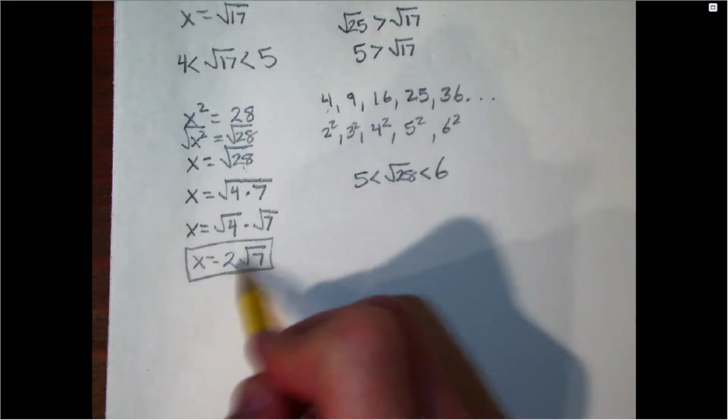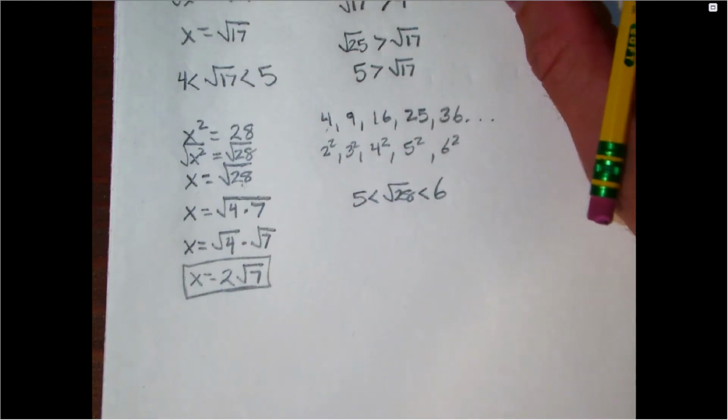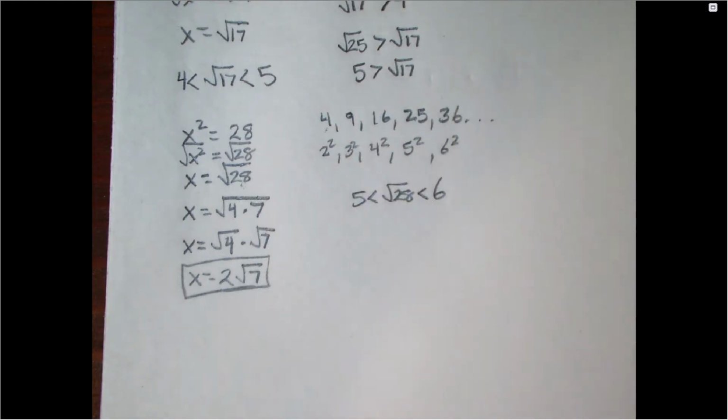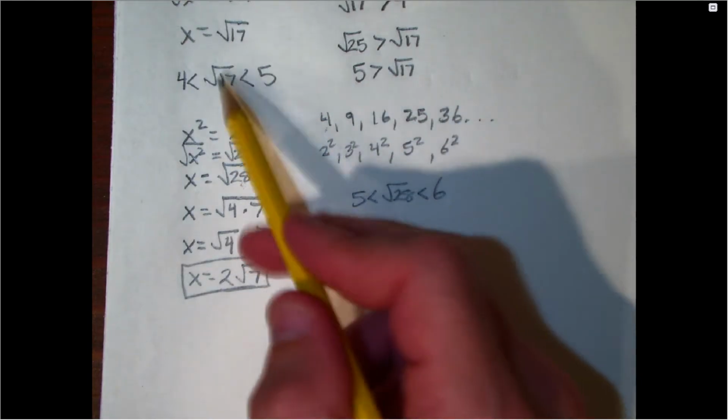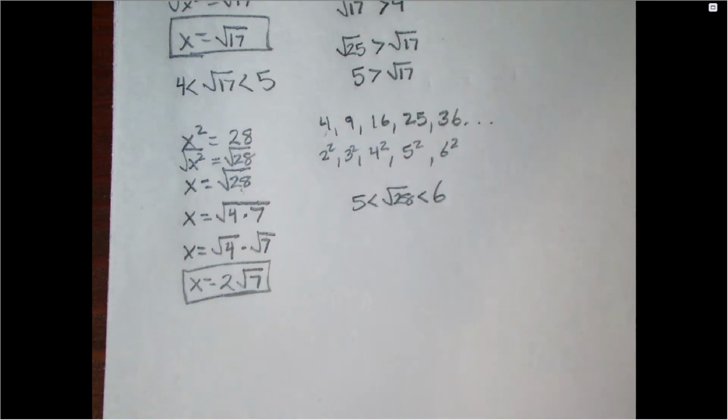So this becomes 2 times the square root of 7, and that's the answer I want. Now, I couldn't have done that with 17. Why not? Because 17 doesn't divide by any perfect squares. It doesn't divide by 4 or 9 or 16 or 25 or anything like that. So I could only leave the square root of 17 as the square root of 17. I could not have changed this any more than it was already there.